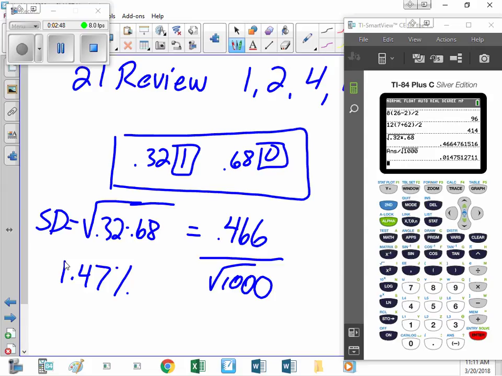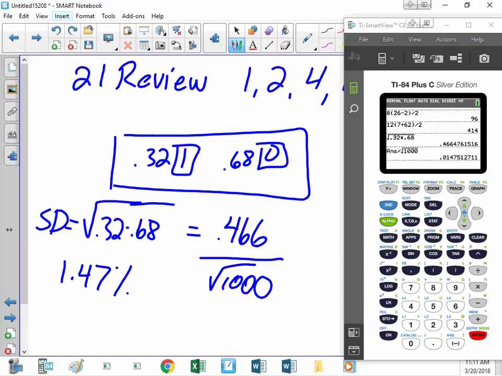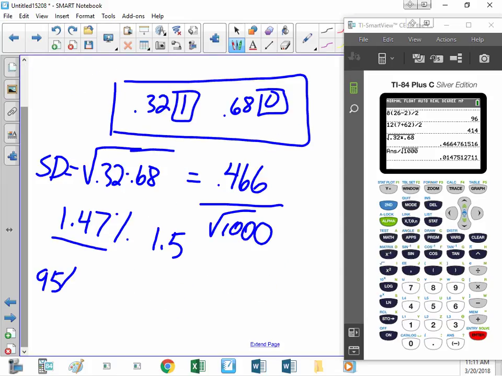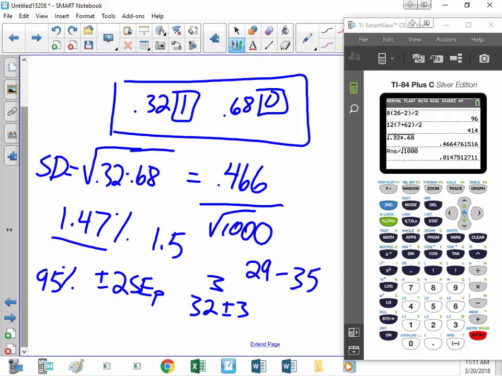Somebody asked about different confidence levels, so let me do it just to show you. I'm going to say that's 1.5. Close enough, right? 1.5. That'll just make it easier. So if I want a 95% confidence interval, that's plus or minus 2 SEs. So 2 SEs would be 3. So my answer is 32 plus or minus 3. So that would be 29 to 35. Everybody understands that?